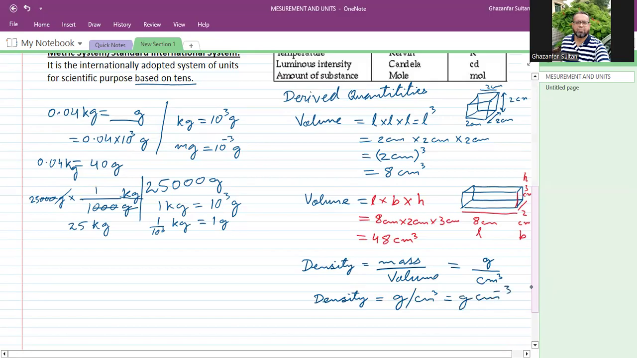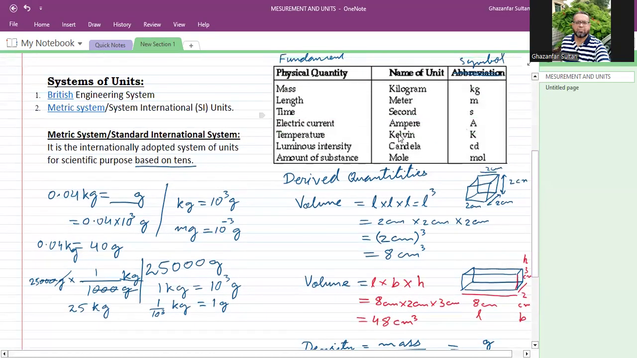So now you can understand what is meant by derived quantities and their units, and what the fundamental quantities are. For fundamental quantities, you just memorize these, and if you forget, then see this table again. Don't worry about it. But for derived units, you need a formula and to put the correct unit there, and we will see this in our calculations.